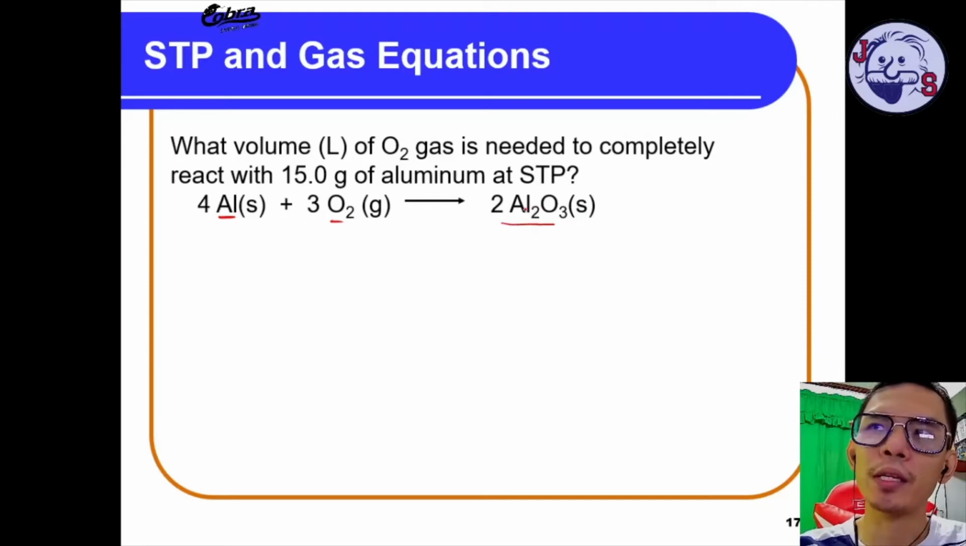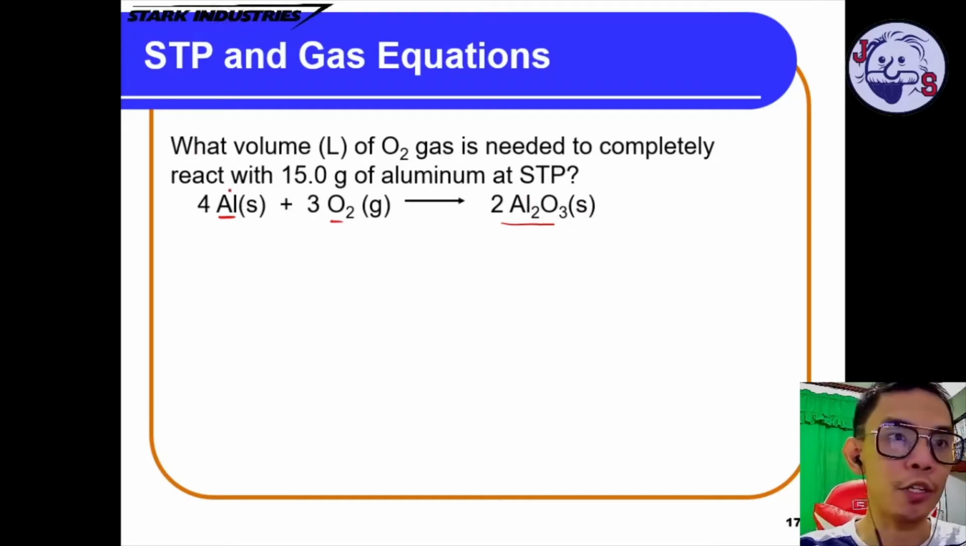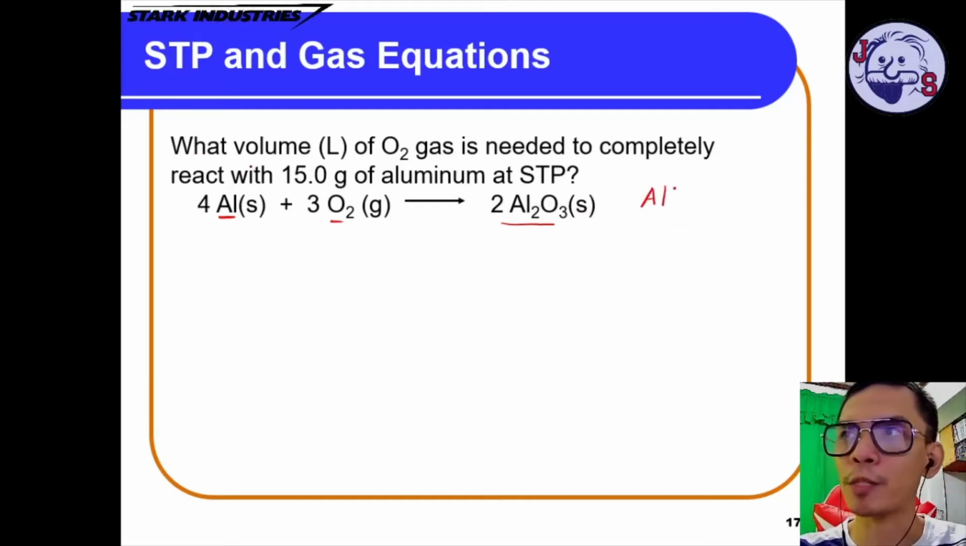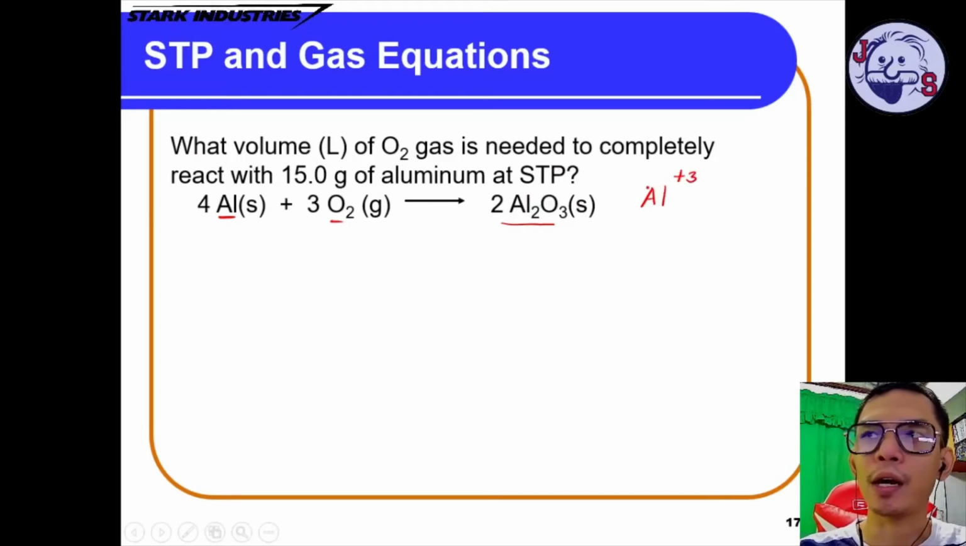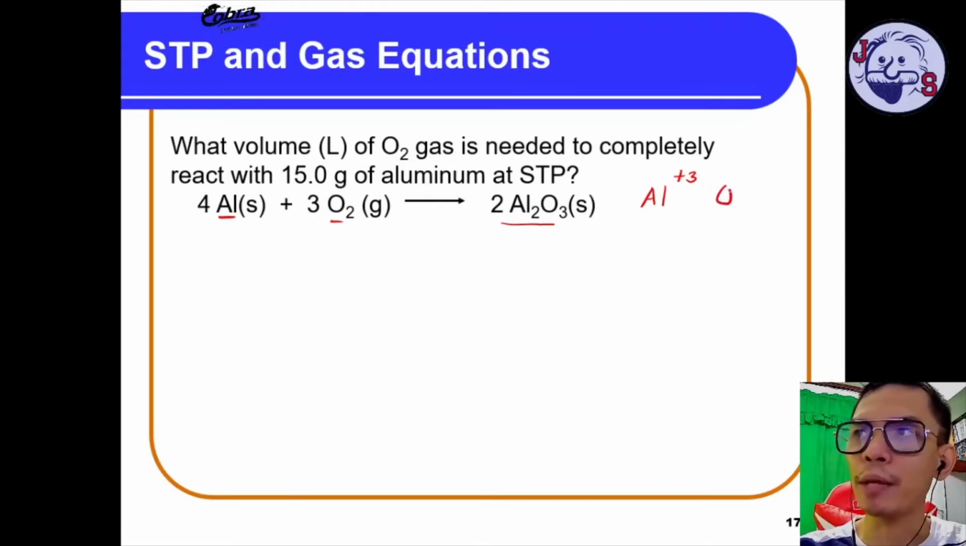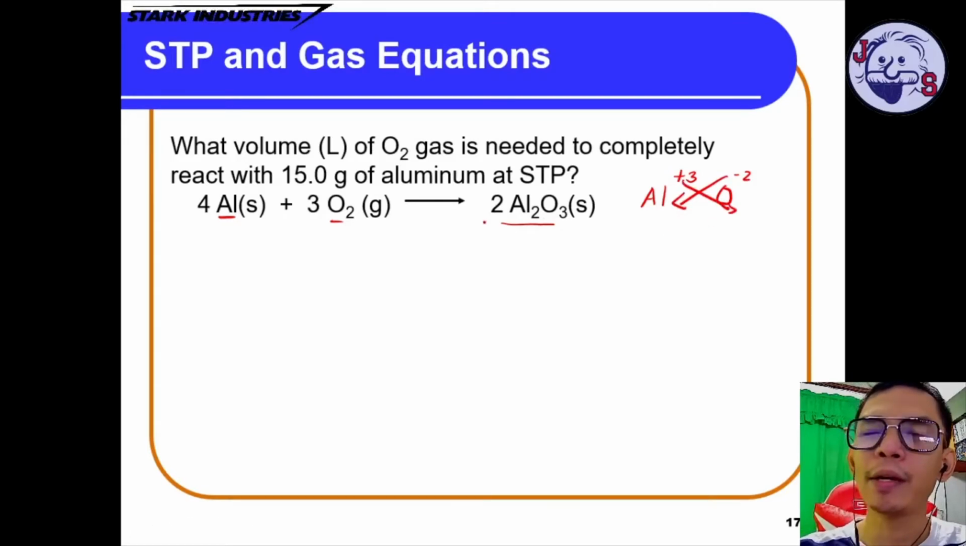Now, how did we get this chemical formula? The aluminum has a +3 charge, and that is why it belongs to group 3A. We have the oxygen, which has a -2 charge. So if you crisscross them, you put the 2 over here and the +3 over there, and you will have your chemical formula like this.